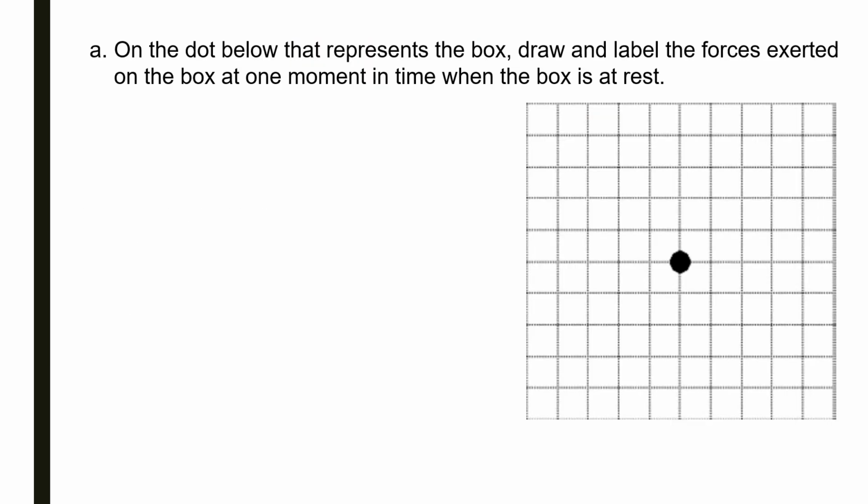The first question is: on the dot below that represents the box, draw and label the forces exerted on the box at one moment in time when the box is at rest. By the way, since it is expressed that the incident happens at one moment in time, it means that for every frame of time the box is not moving.